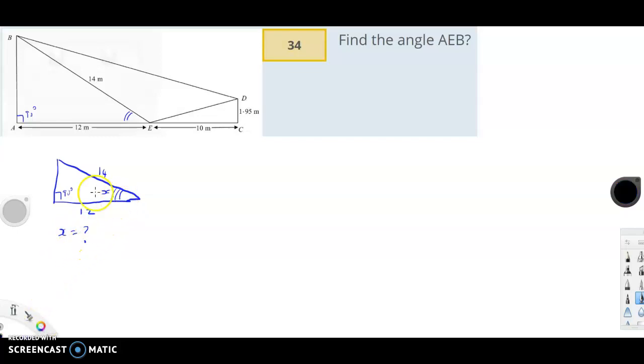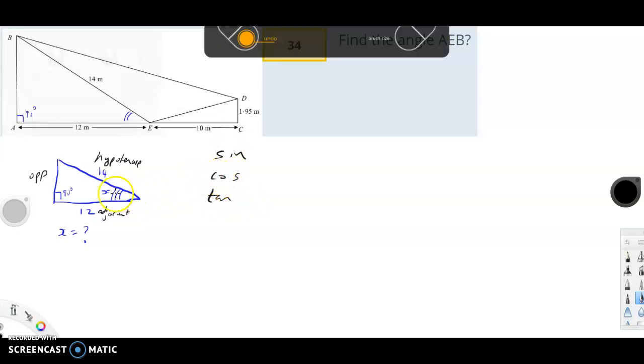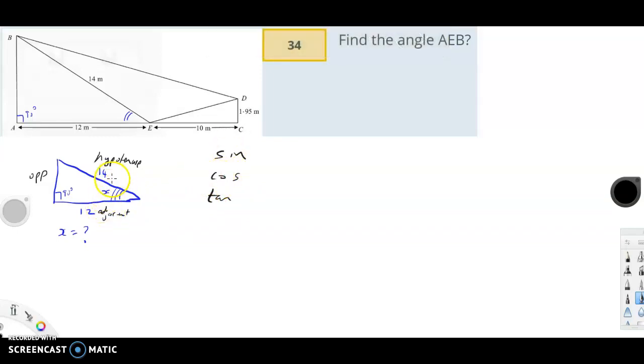Well, looking out from X, we label our triangle. That's going to be the opposite side there. The length of the adjacent is 12. And the length of the hypotenuse is 14. So it's a right angle triangle. We can use a trig ratio, sine, cos or tan, but we want one that works with the adjacent and the hypotenuse, and it's going to be cosine.